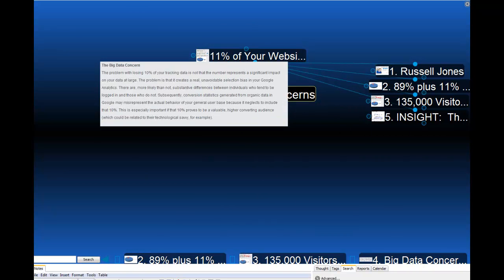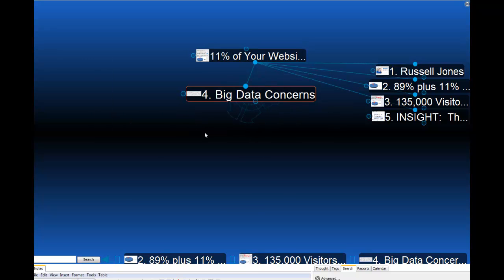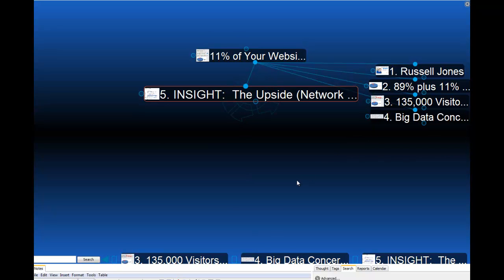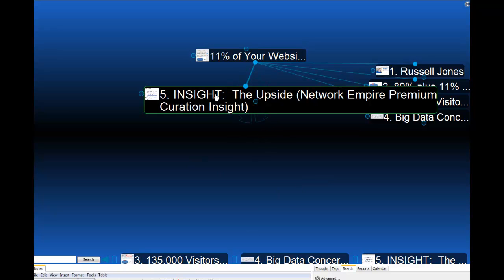Now, the big data concerns, fears, takeaways, alerts that you might be aware of: he says the problem with losing 10% of your tracking data is not that the number represents a significant impact on your data at large. The problem is that it creates a real, unavoidable selection bias in your Google Analytics, as there are more likely than not substantive differences between individuals who tend to be logged in and those who do not. Bottom line is that he doesn't like that he doesn't know exactly what's going on with the behavior. Those of you who are tracking fiends, it's actually subtler than that. It really does skew your visitor behaviors and the insights you can derive from that.